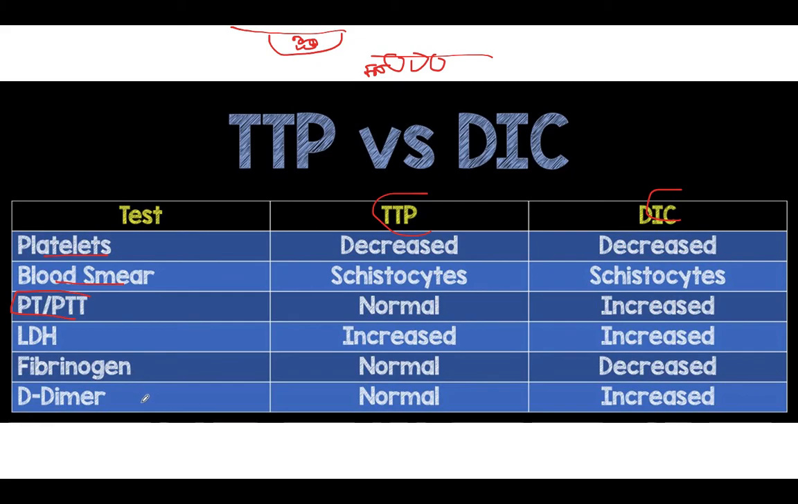Fibrinogen also helps you, and D-dimer, because whenever you have too much degradation of fibrinogen, you will have D-dimer. Sorry, not fibrinogen. Yeah, I made a mistake. Fibrinogen, when it is degraded, will not give you D-dimer. But if it is the fibrin itself, which is converted from fibrinogen by the coagulation cascade, they will give you the D-dimer.